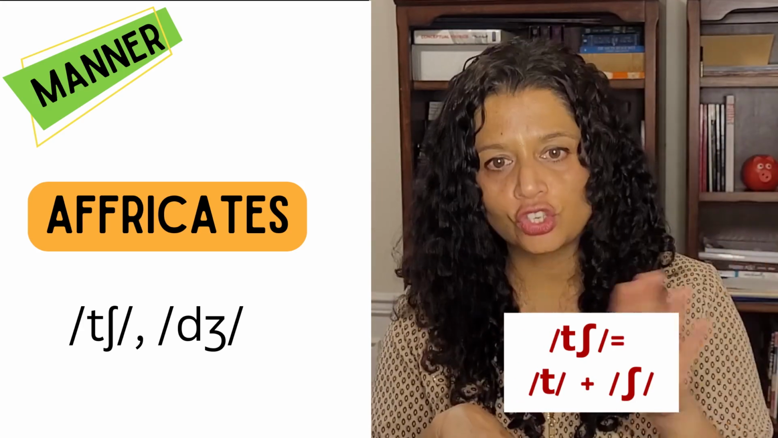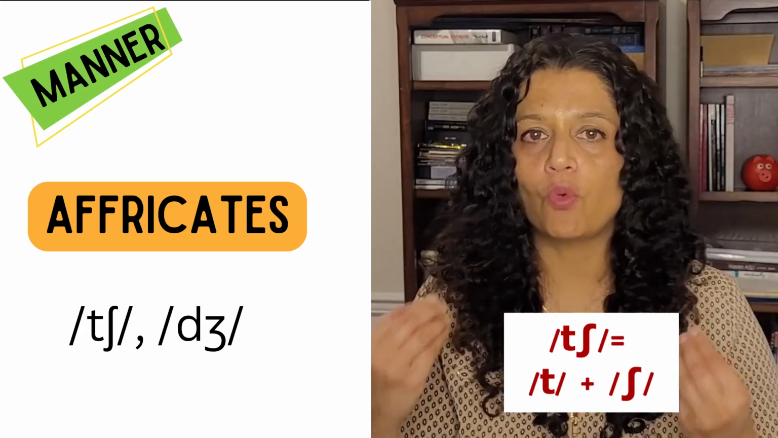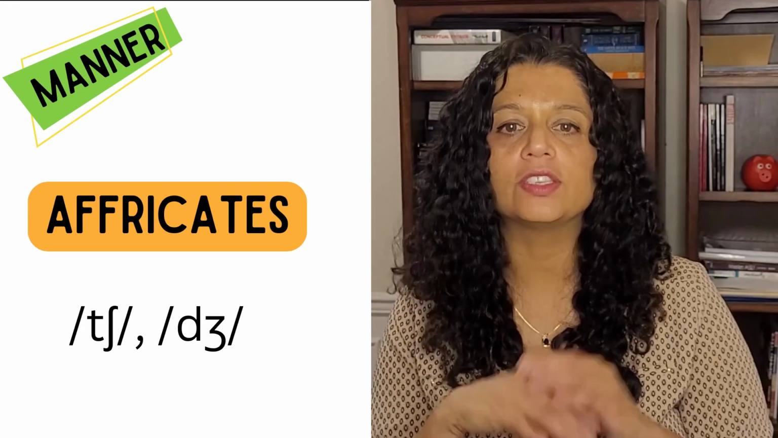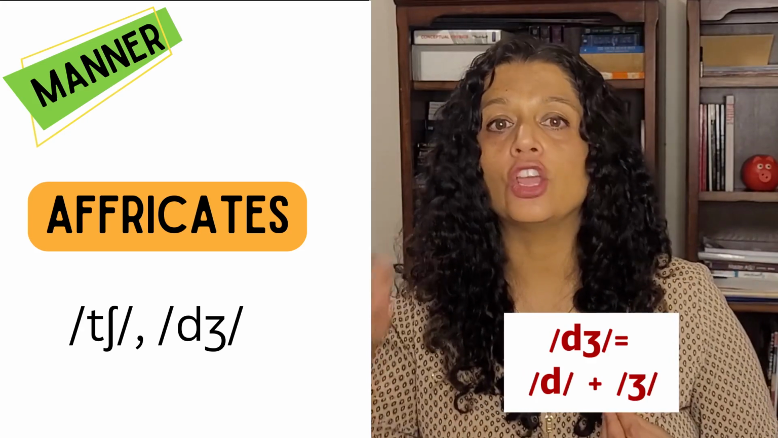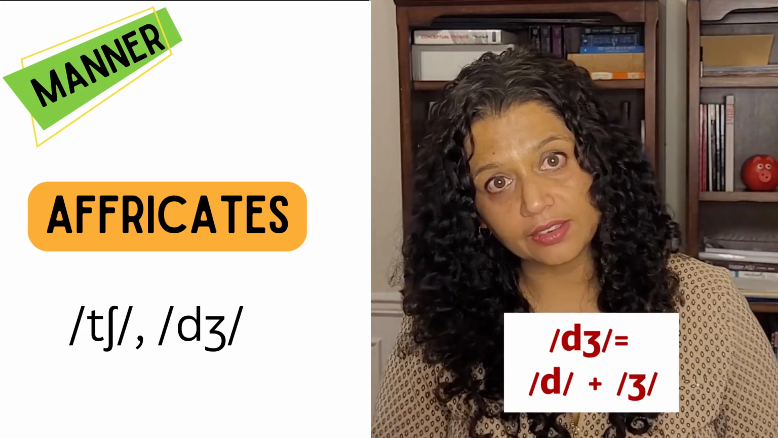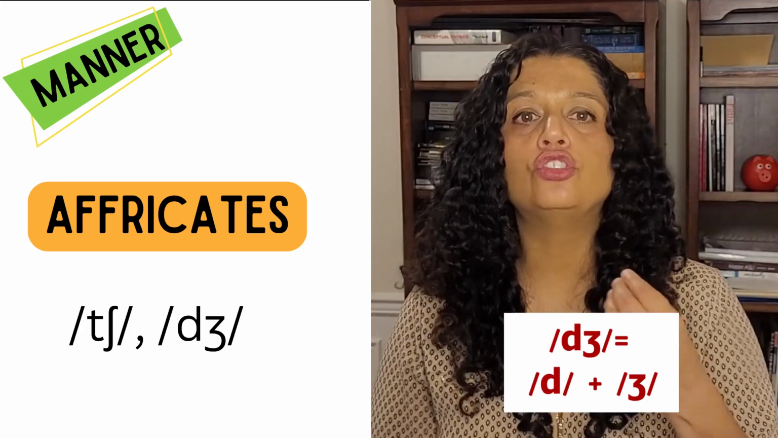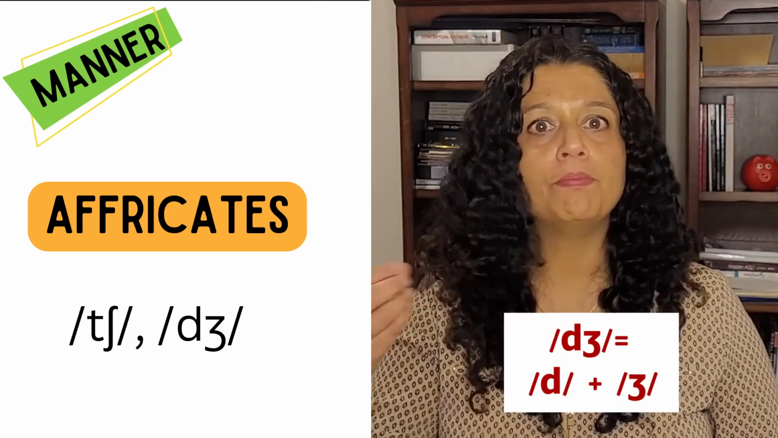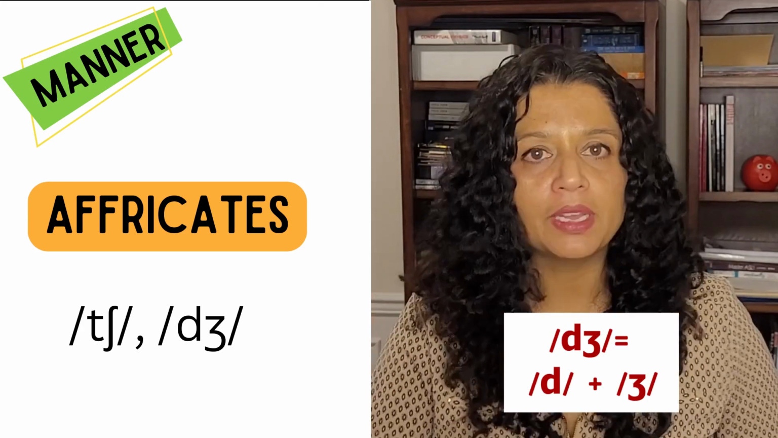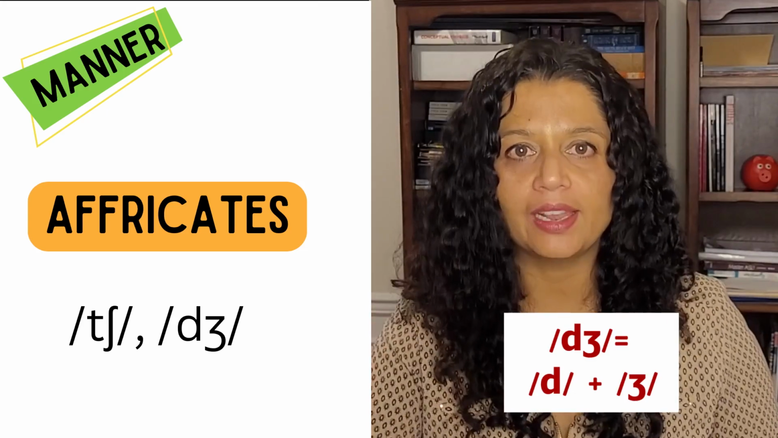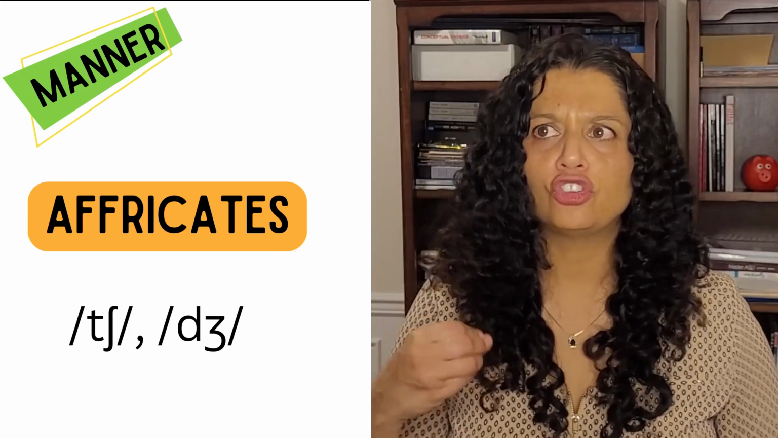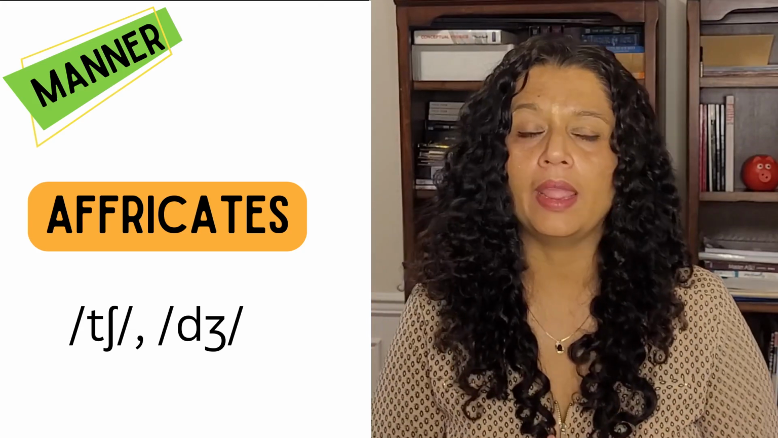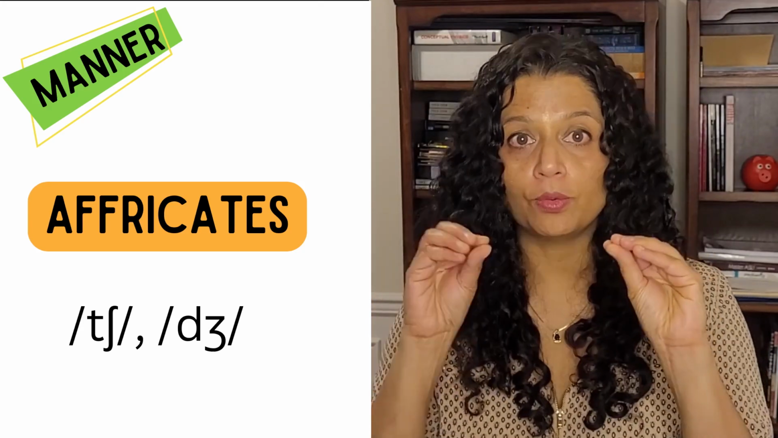Ch, ch. And same for the second affricate, which is j. It has the d as the stop and j as your fricative, like rouge. J, like Jamaica, pajamas, jam, jelly. And ch would be chew, chicken, chow mein. So stop followed by a fricative.